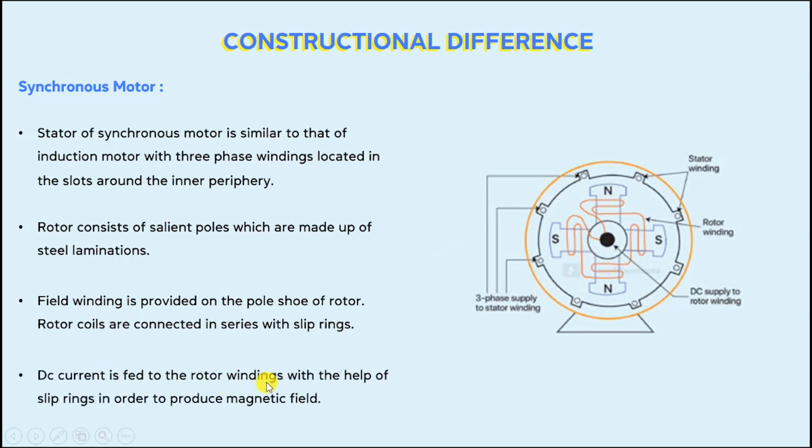DC current is fed to the rotor windings with the help of slip rings in order to produce a main magnetic field in the machine. Here you can see the DC supply is given to the rotor windings with the help of slip rings in order to produce the main magnetic field. So this is the overall construction of a synchronous and induction motor.